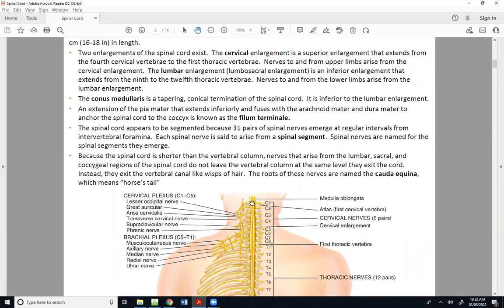So in other words, this is spinal nerve segment or spinal segment C1. These nerves are C1 as well. T1 segment, T1 spinal nerves.